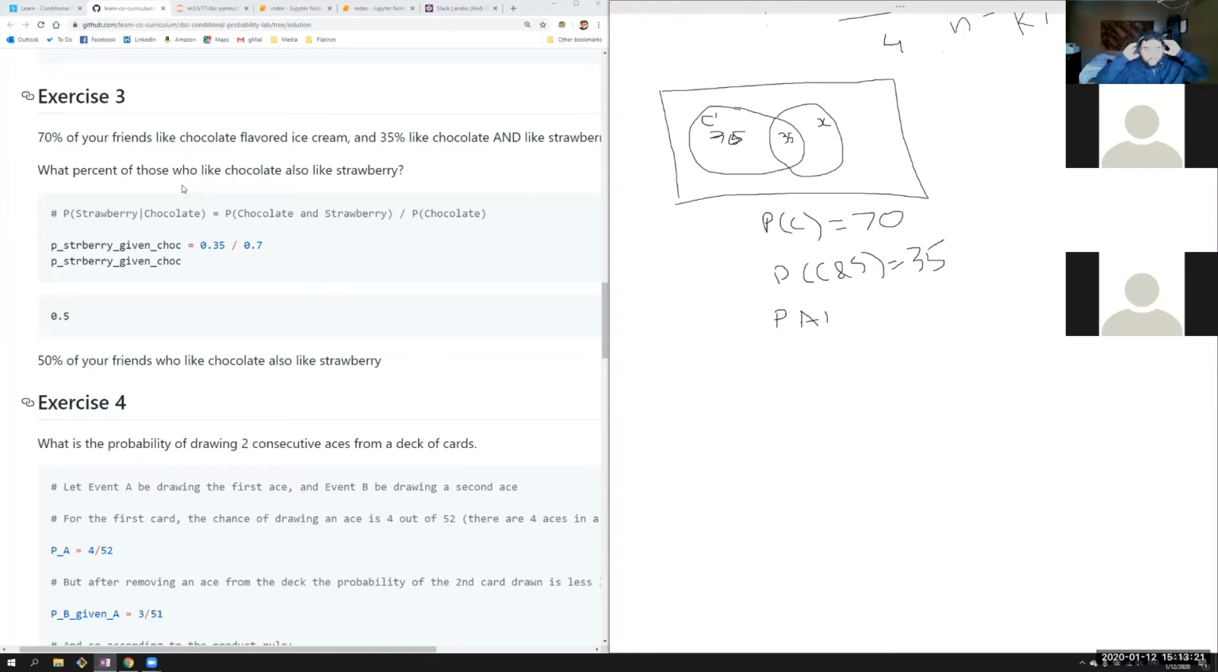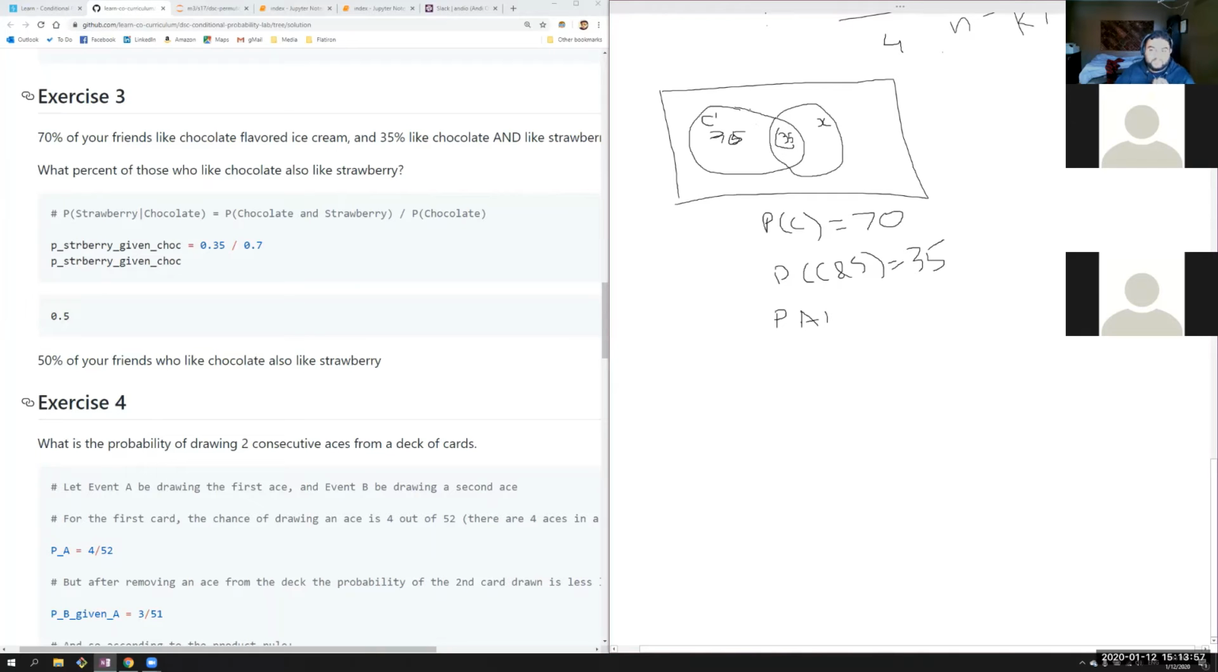No, it's saying what percent of those who like chocolate also like strawberry. So what that's doing is, it's saying 35% of 70. Kind of. So now it's basically shrinking your universe down to just chocolate, right? So it's saying this area is what fraction of the whole C. And that's A given B. That's what that is, right?